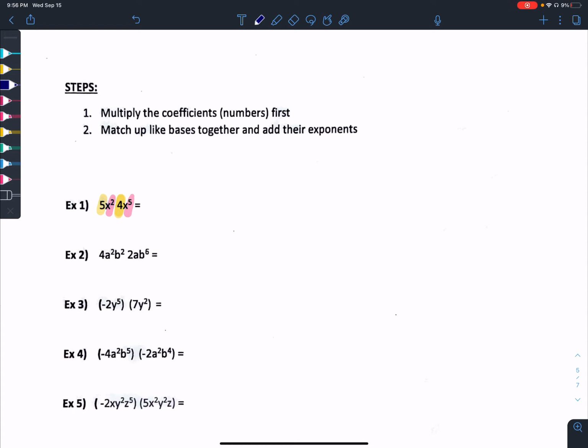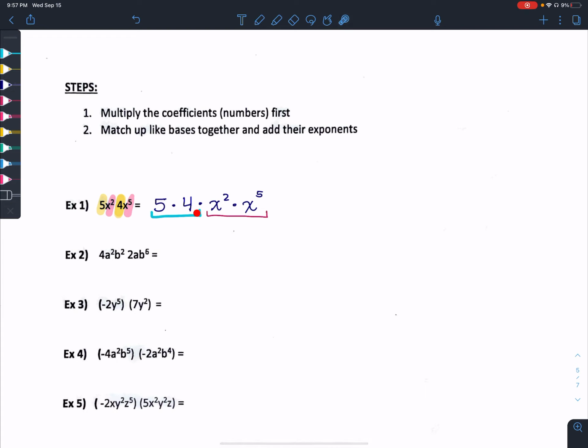So I'm going to do the same thing as before, and I'm going to reshuffle everything and use that commutative property. So instead of having 5 times x squared times 4 times x to the 5, I'm going to write it like this: 5 times 4 times x squared times x to the 5. And now here it's a little bit easier to see. I can collect my numbers, my coefficients, and I can collect my variables with exponents, so my bases with exponents.